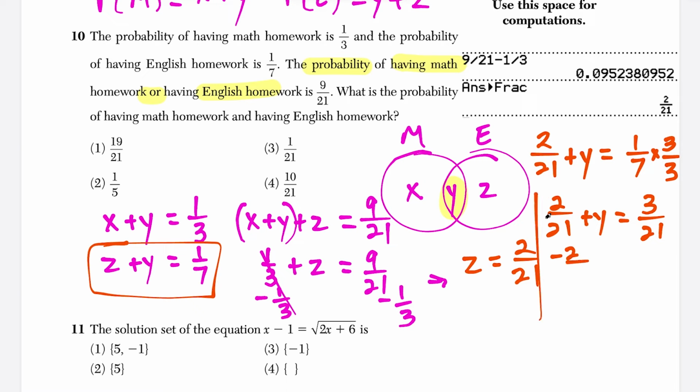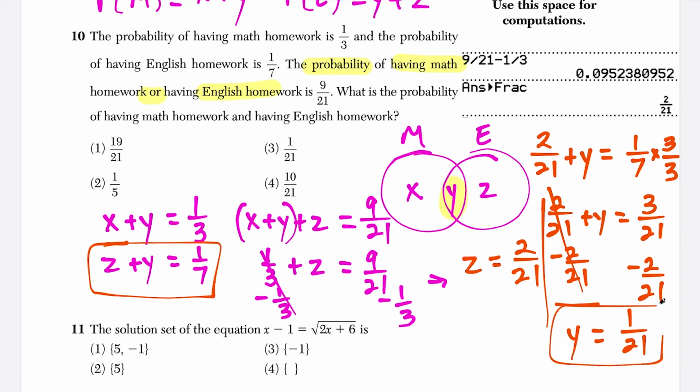And now from here, to solve for y, we subtract by this on both sides. So I'm just going to separate here so we don't have overlapping work. So we're doing minus 2 over 21 on both sides. And on the left side, these terms cancel, and now we have y equals 3 minus 2 is 1, and our denominator is 21. So here's the value of y, and that's the probability of having math and English homework.